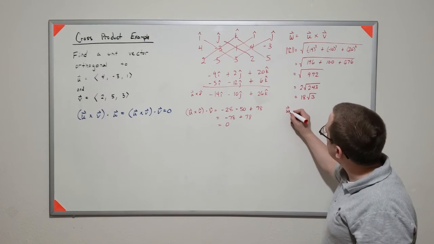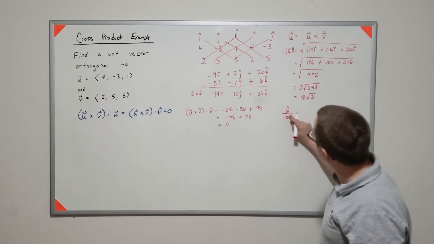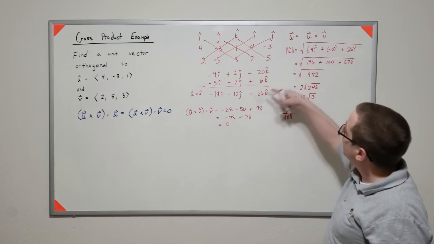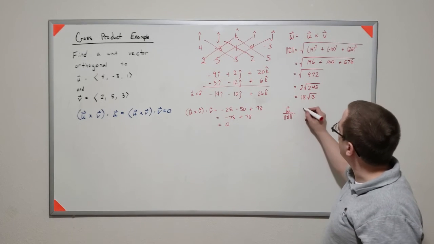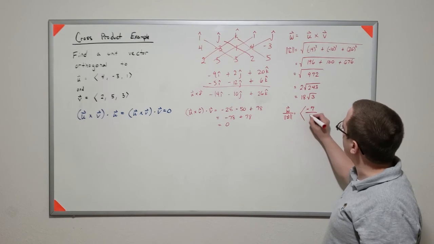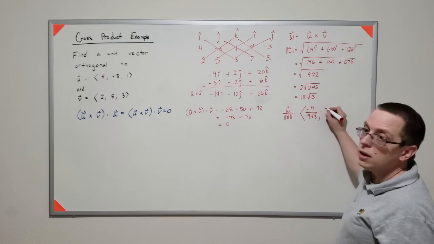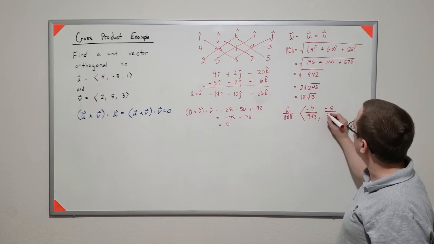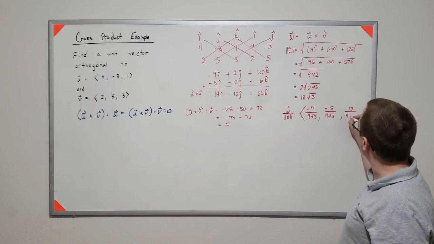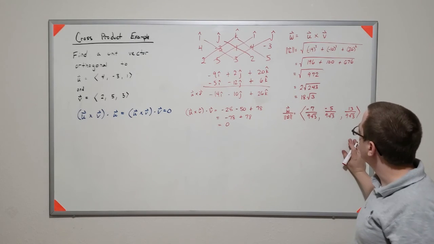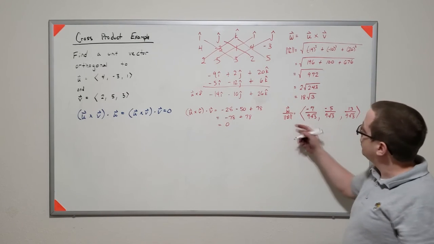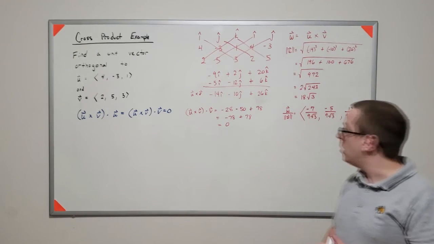So the unit vector is each of these divided by that. So we end up with -7 over 9 square root of 3, negative 5 over 9 square root of 3, and 13 over 9 square root of 3. And so that's a unit vector in the same direction.